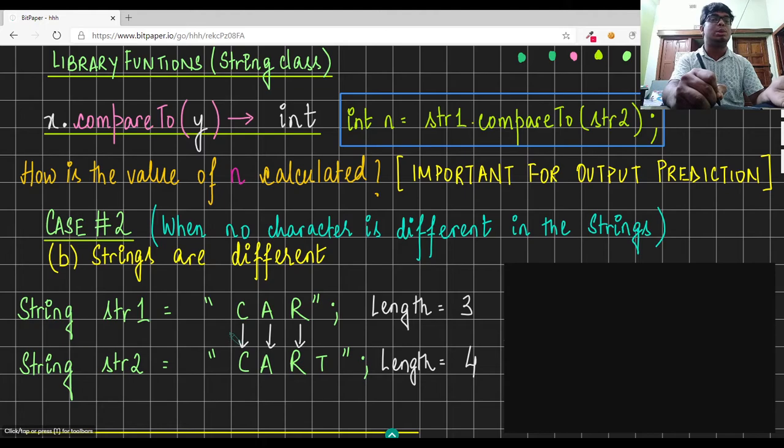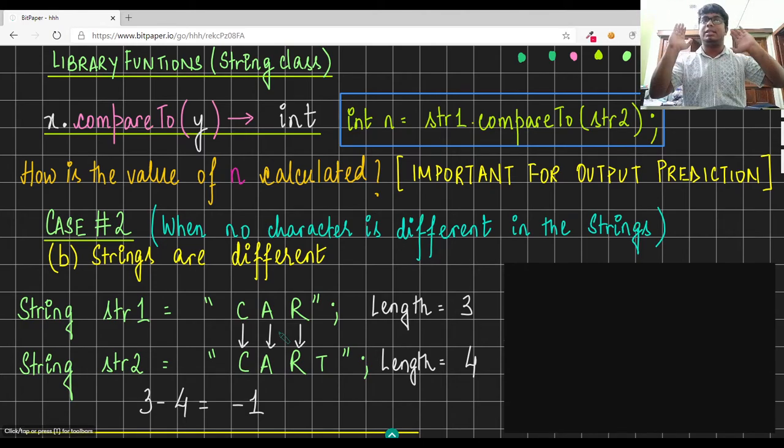So in this case too, we're going to subtract their lengths. And if we subtract their lengths, we would be left with -1, and the value of n is -1, which means that car comes before cart, and that is true. If we check the dictionary, you will see that car will come before cart. All right. So this is how compareTo works. But there's another thing that you must remember about compareTo. Well, compareTo does case-sensitive comparisons.